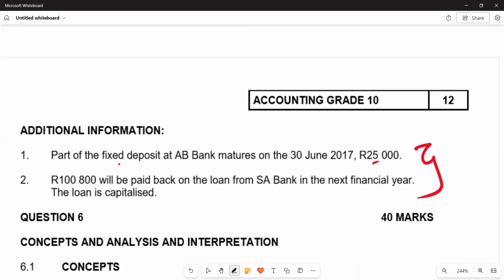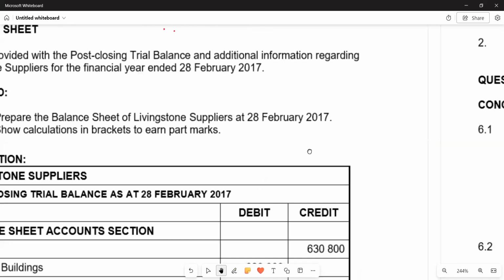We are told that it will be paid back in the next financial year. So that's where the keywords are that lead us to make that adjustment, classifying it under current liabilities as the current portion of the loan. So we go back to the question and try to see.